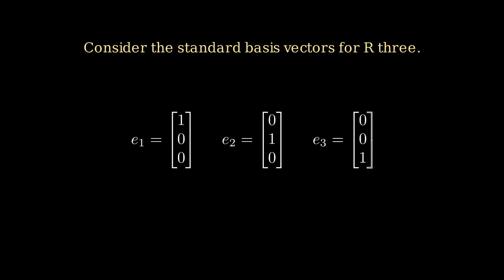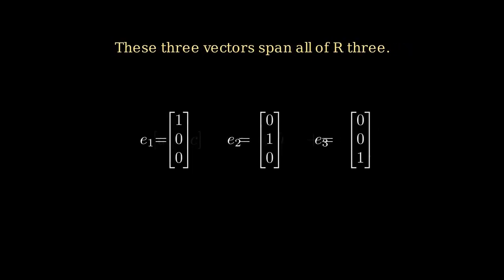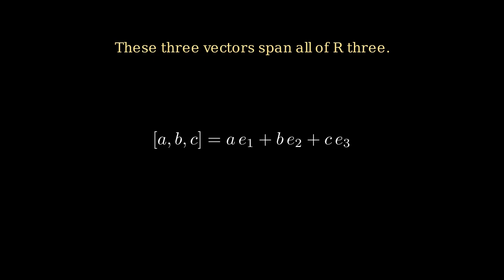E sub 1 equals the vector 1, 0, 0, E sub 2 equals the vector 0, 1, 0, and E sub 3 equals the vector 0, 0, 1. First, spanning: any vector A, B, C can be written as A times E sub 1 plus B times E sub 2 plus C times E sub 3. So these three vectors reach every single point in the space.